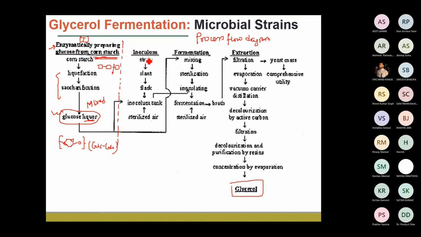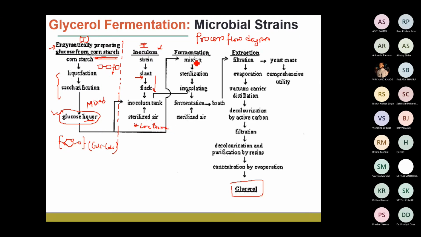Now the next step is the development of the inoculum. In the inoculum step, we select the microbial strain that has been preserved, and we culture it to a high biomass concentration. We use the strains preserved in the different slants that we studied in our earlier classes. We take out the preserved microbial cultures and grow them in a particular inoculum media, making sure we obtain a particular concentration of biomass.